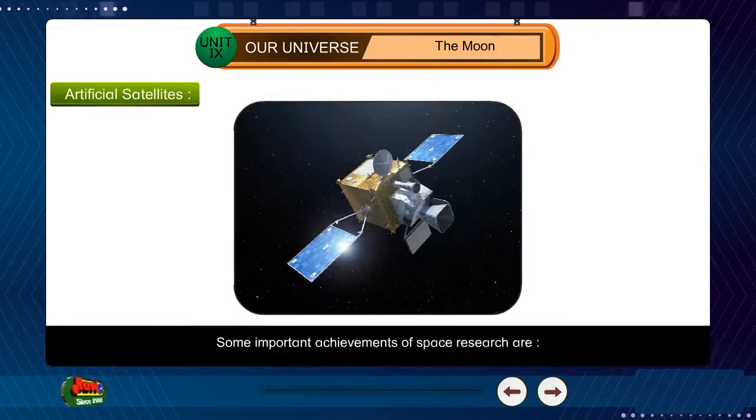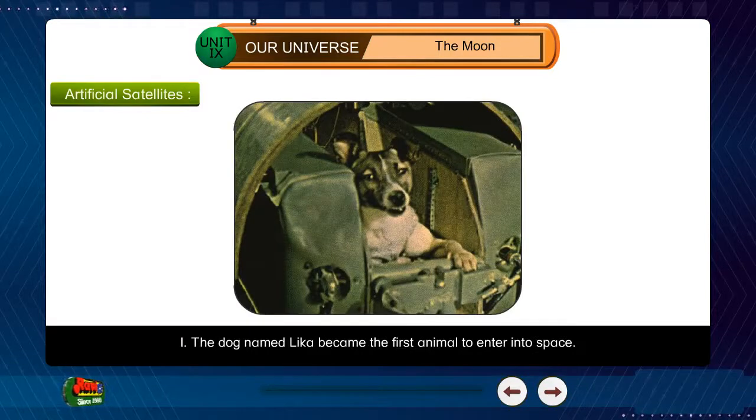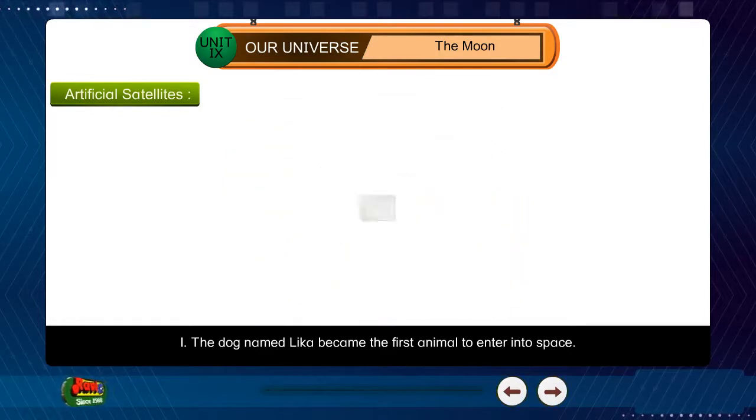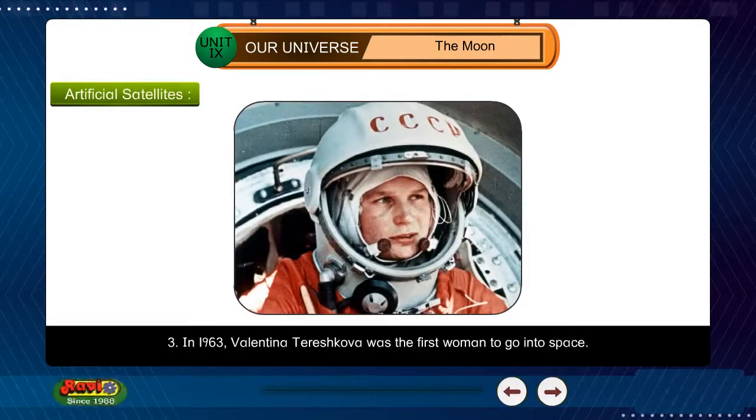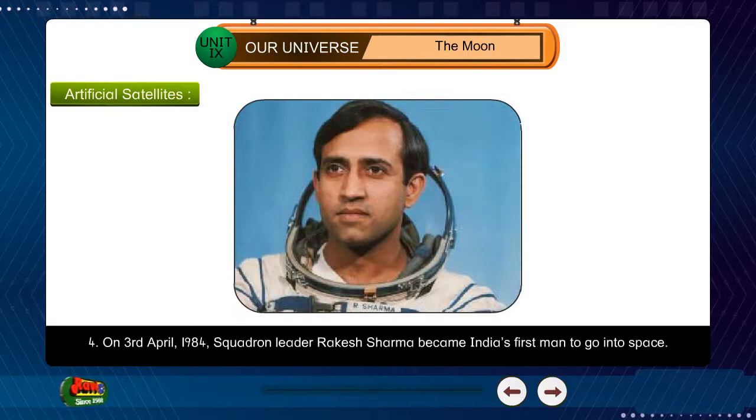Some important achievements of space research are: 1. The dog named Laika became the first animal to enter into space. 2. Alexei Leonov in October 1964 made the first spacewalk. 3. In 1963, Valentina Tereshkova was the first woman to go into space. 4. On 3rd April 1984, Squadron Leader Rakesh Sharma became India's first man to go into space.